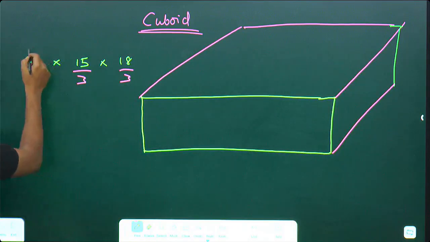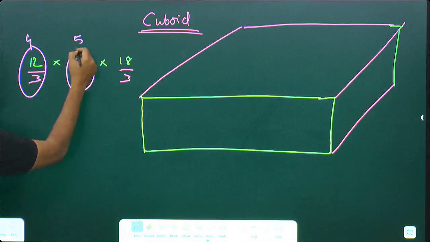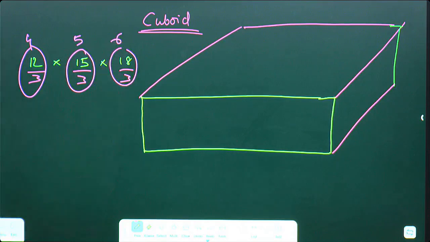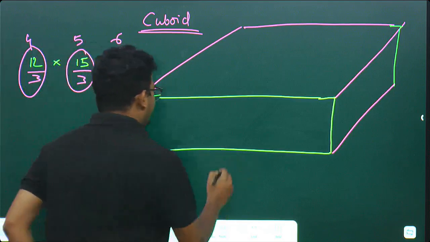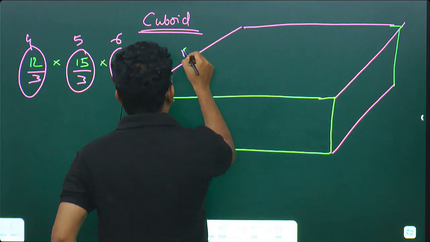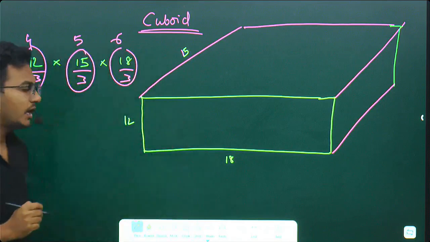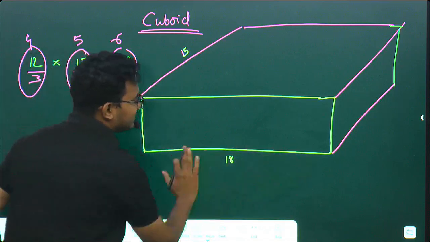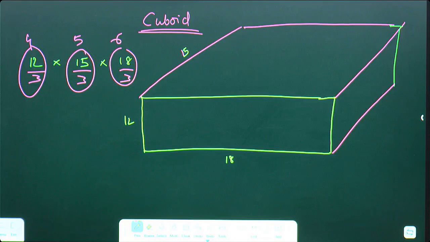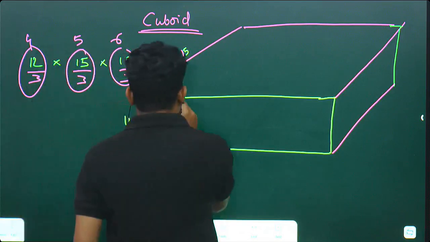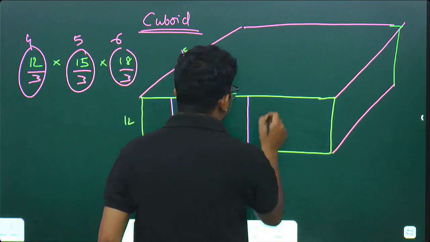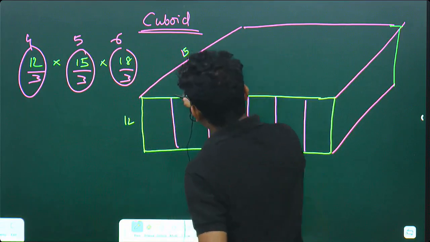So now here I'll get 4, here I'll get 5, here I'll get 6. Okay, so observe. Now see, this is 18 and this is 15 and this is 12. Now I want to make this 18 into 6 parts. How many parts? 6 parts. So I have to make 5 cuts. 1, 2, 3, 4, 5.